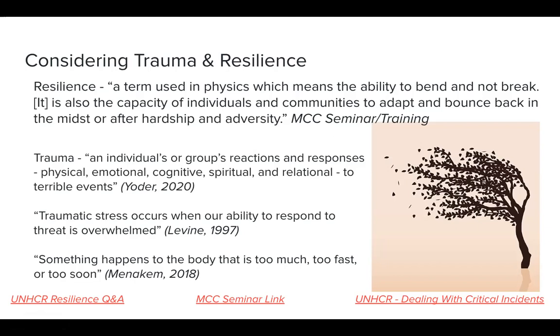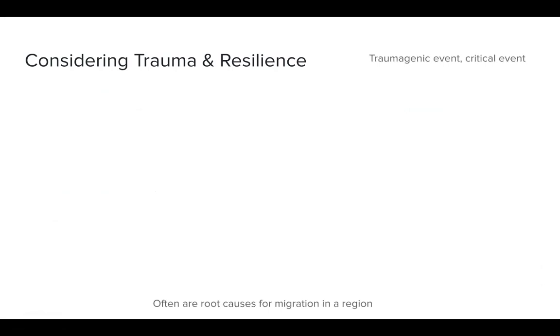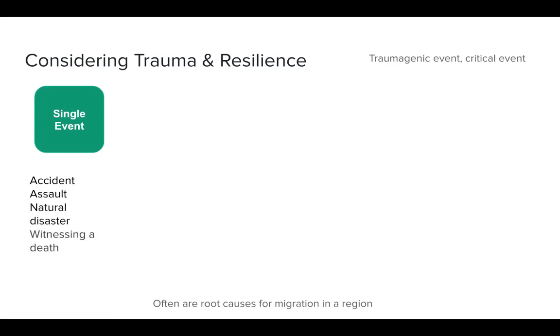So just keeping these in mind as we go through the patterns and cycles people can fall into. Another term is a traumagenic event, or a critical event, as it's sometimes called. I believe this slide is talking about different types of traumagenic events that are common and more likely to happen in a migration journey, especially for a refugee or asylee.